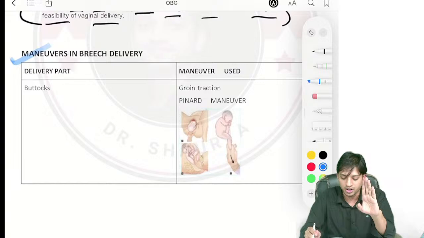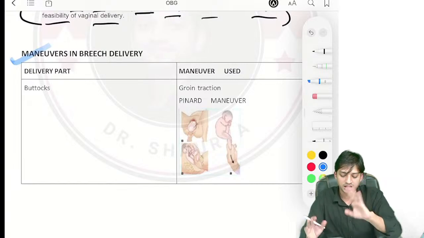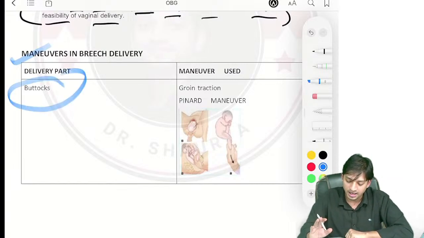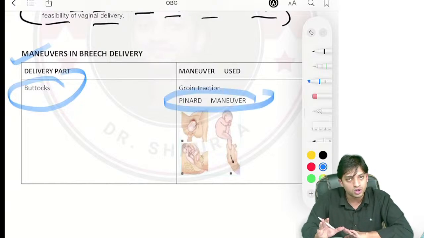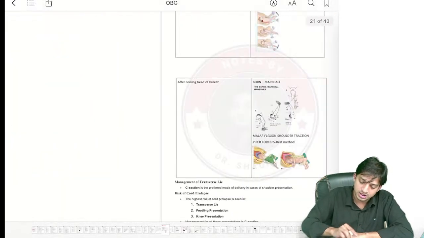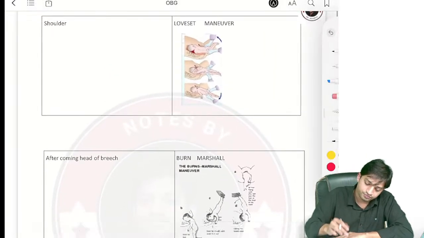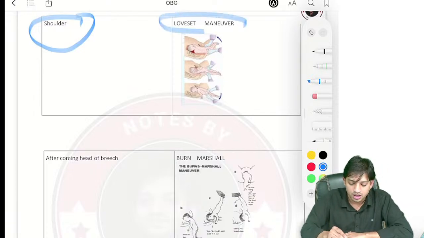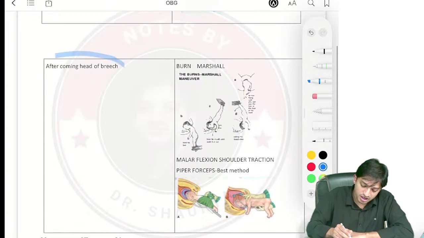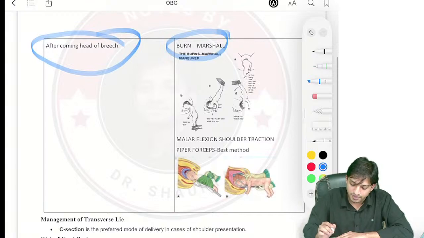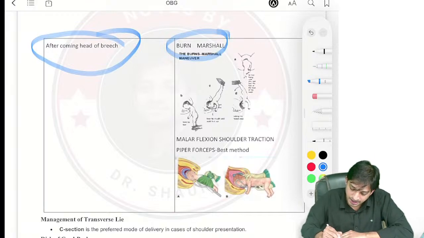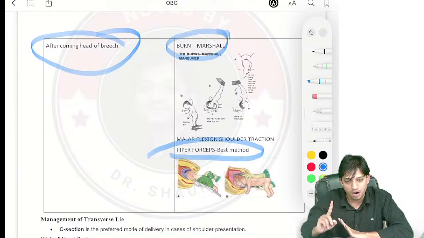What maneuvers do you do in breech delivery, right? If the presenting part is buttock, then the maneuver done is the Pinard maneuver. Just remember the names, don't go into detail. That is more than enough for your examination point of view. If the presenting part is shoulder, the maneuver is the Lovset maneuver, discussed. After coming head of breech, the maneuvers are the Burns Marshall, the Mauriceau-Smellie-Veit maneuver, and the Piper forceps method. Among them, the best one is the Piper forceps method.